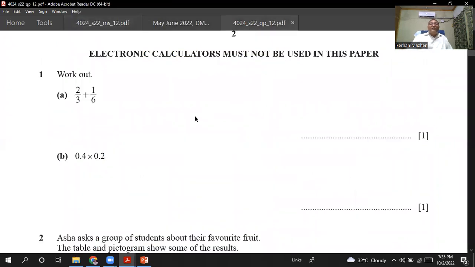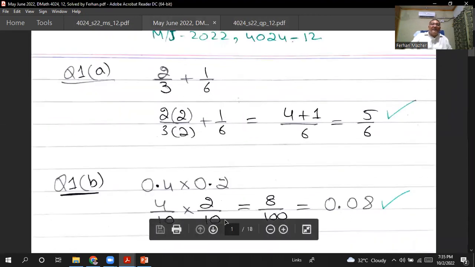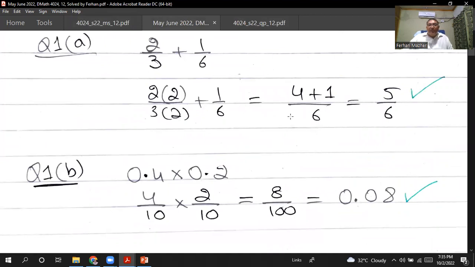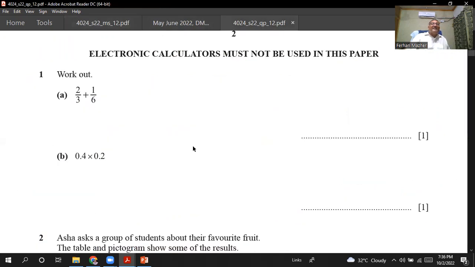The B part is 0.4 multiply 0.2. The method is very simple. You convert the decimal fraction into fraction. 4 by 10 multiply 2 by 10. And the numerator multiplies with the numerator, and the denominator will multiply with the denominator. So it will be 4 by 10 multiply 2 by 10, it will be 8 by 100. So we will move the decimal 2 steps to the left. So it will be 0.08. 0.08 will be the answer.